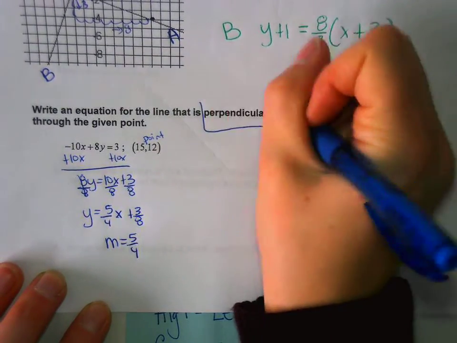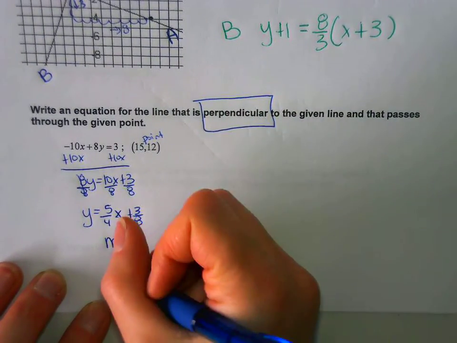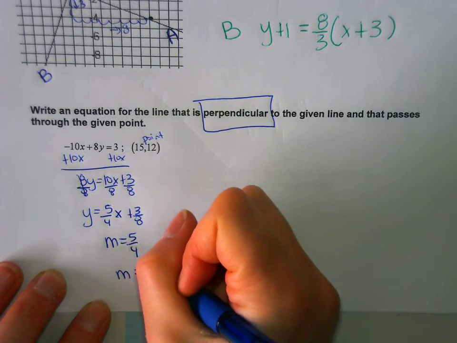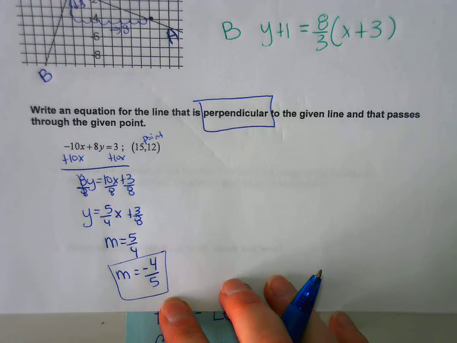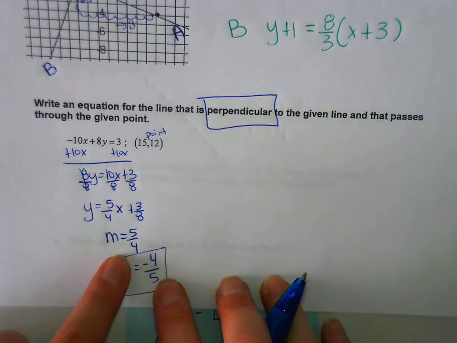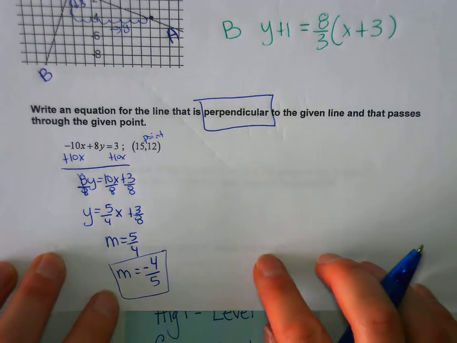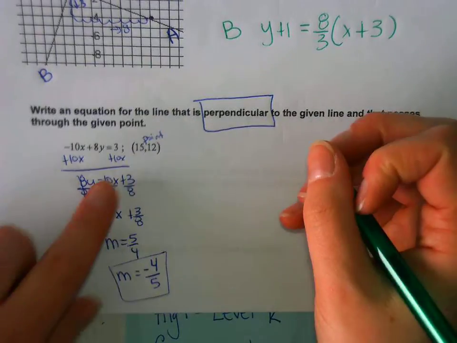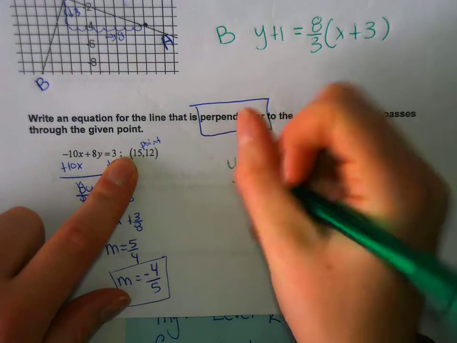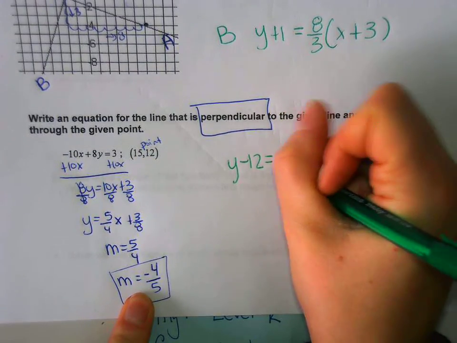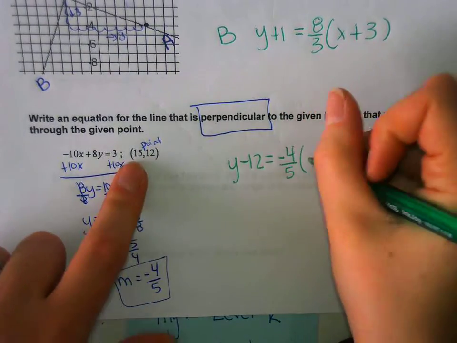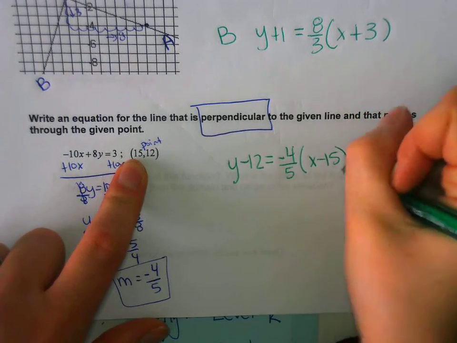But since I want it to be perpendicular, I want to use the opposite reciprocal, which means I'm going to be using -4/5 instead of 5/4. It has to be opposite and the reciprocal. So now I can use my point. I'm going to do the point slope form. So y minus 12 equals my perpendicular slope, which is -4/5, times x minus 15.